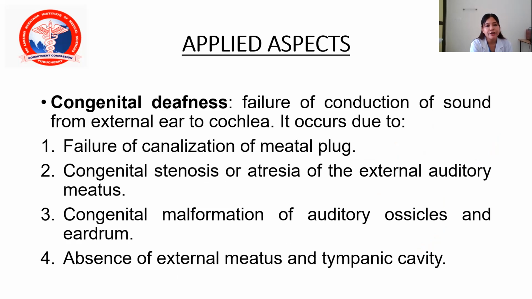It's a congenital deafness. How does it occur? Failure of the conduction of sound from the external ear to the cochlea is the congenital deafness. It occurs due to failure of canalization of the meatal plug. If you can remember, the meatal plug is formed, and after that the canalization occurs. If failure happens, it will lead to congenital deafness, because at that time the sound will not get transferred from the external ear to the cochlea.